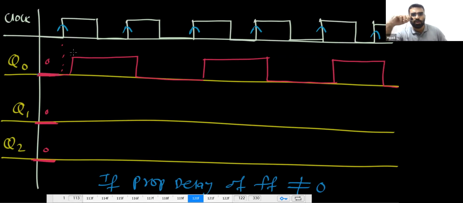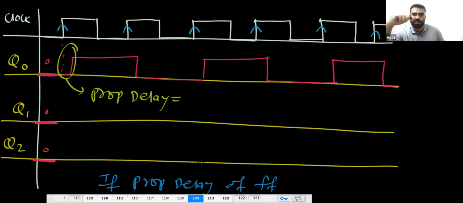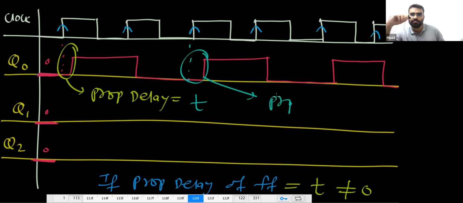So what propagation delay is here? Can anyone tell me what is the propagation delay that we have here? This delay, this propagation delay. This is equal to T. Let's assume the propagation delay of every flip-flop is T, which is non-zero. Then this propagation delay is T, and this propagation delay is also T.